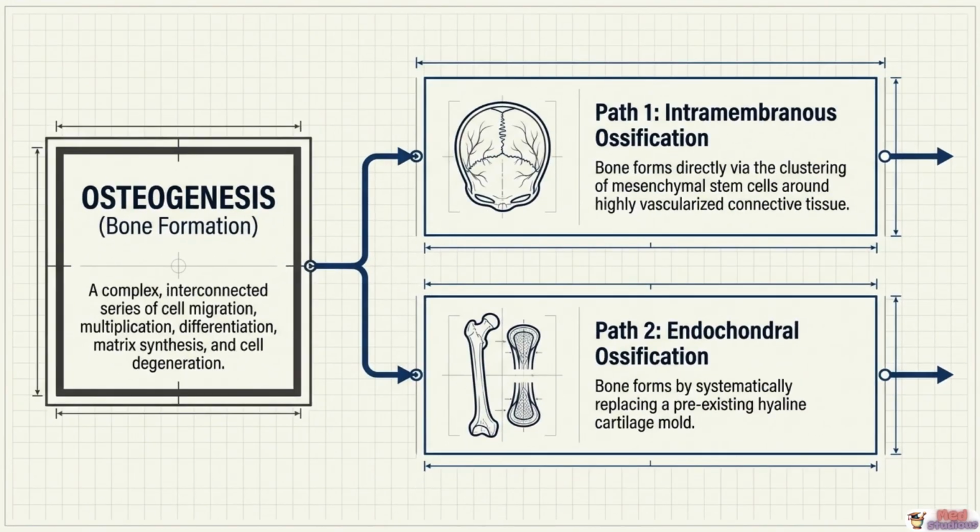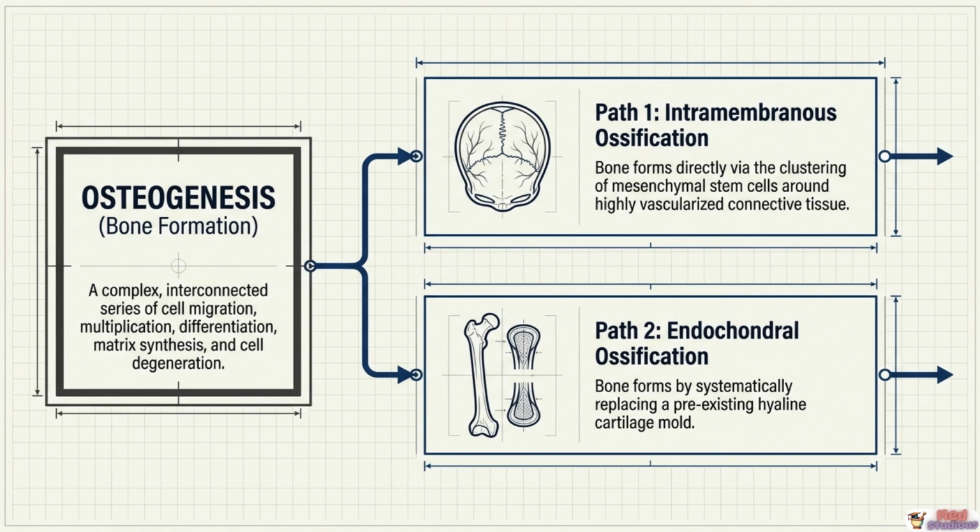Osteogenesis, literally bone genesis, is the biological process of bone formation, and it is far more complex than simply depositing calcium into a scaffold. It is a highly coordinated series of cellular events: cell migration, proliferation, differentiation, matrix synthesis, and ultimately programmed cell degeneration, all working in concert. Critically, osteogenesis does not follow a single pathway. There are two entirely distinct routes by which bone can form in the body, and each is used in a specific anatomical context. Path 1 is intramembranous ossification.